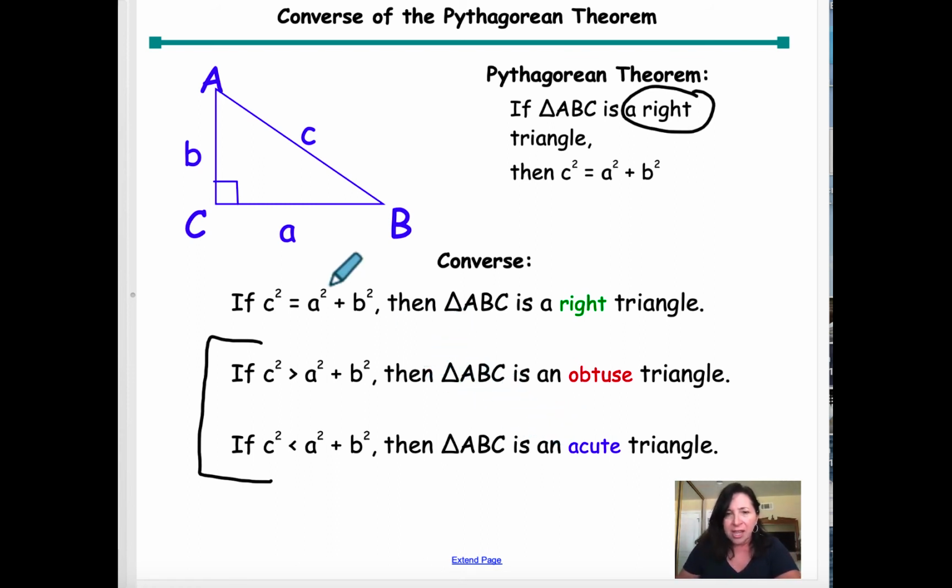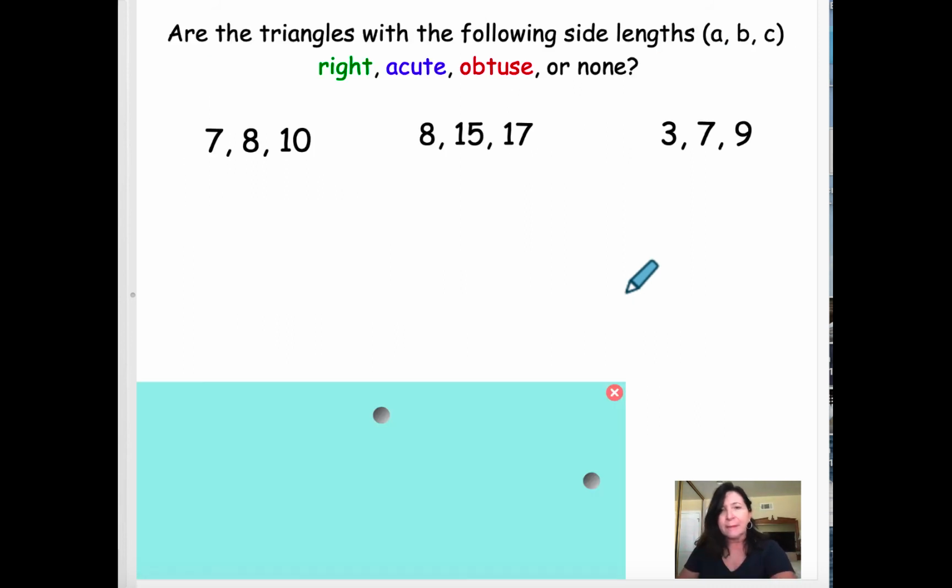We can use the converse of the Pythagorean theorem in order to figure out which triangles are obtuse and which are acute. So if you look at this little c squared greater than a squared plus b squared, meaning my hypotenuse, if I square the sides and my hypotenuse is greater, then it's obtuse. But if I square the sides and my hypotenuse is less than the sum of the other two sides, then it's an acute triangle. So we're going to practice.